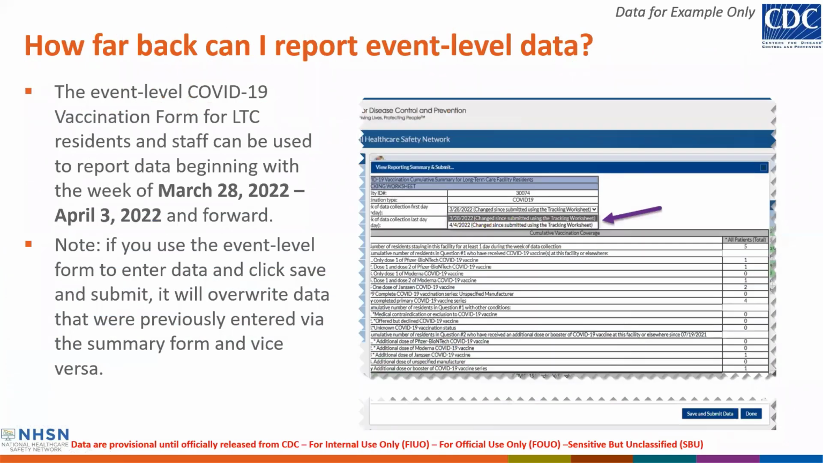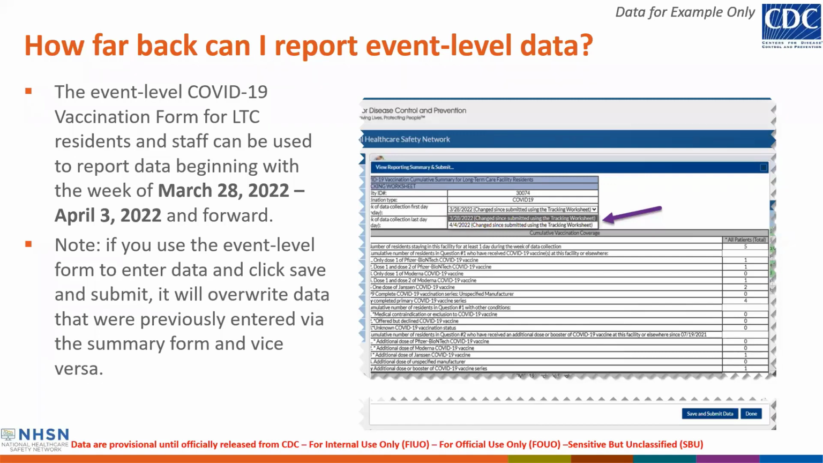And Heather, how far back can I report event level data? Yeah, so you can report data in the vaccination summary module for much longer period of time than you can use the event level forms, but we released these starting with reporting week March 28th through April 3rd. So you can use the View Reporting Summary and Submit option to submit data for weeks starting with March 28th through the 3rd and forward.